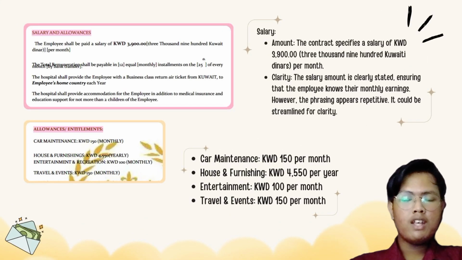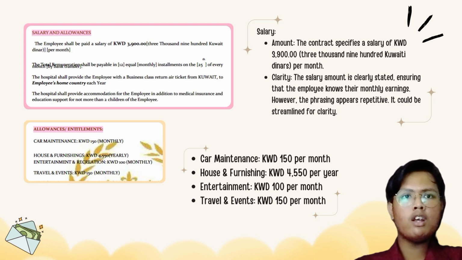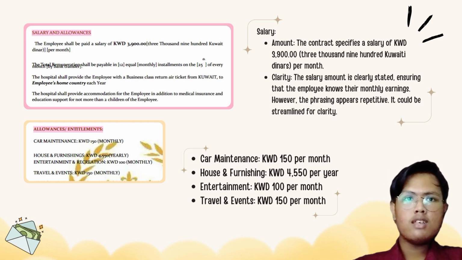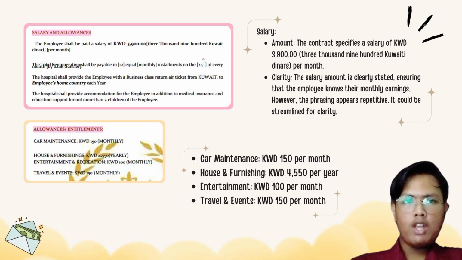Next is the salary and allowance section. It states that the employee will receive a monthly salary of 3,900 Kuwait dirham, paid in 12 equal installments on the 25th of each month via bank transfer. The hospital also provides an annual business class return air ticket to the employee's home country, along with accommodation, medical insurance, and education support for up to 2 children. While the benefits are clear, further details on accommodation and education support will enhance transparency.